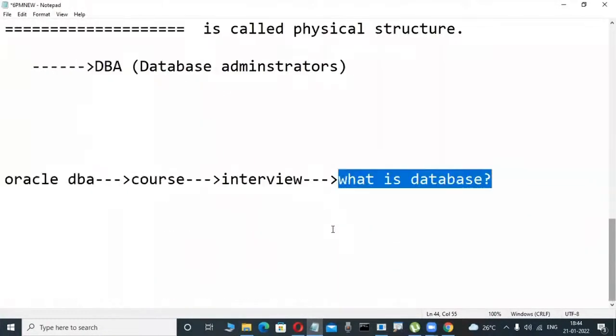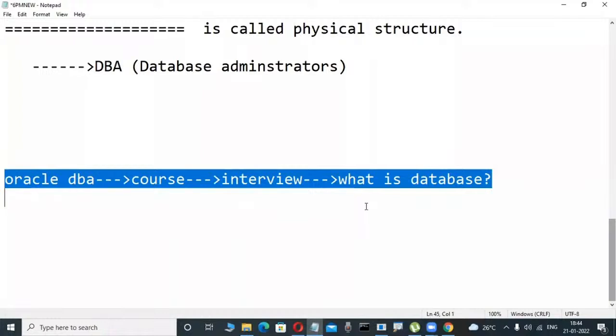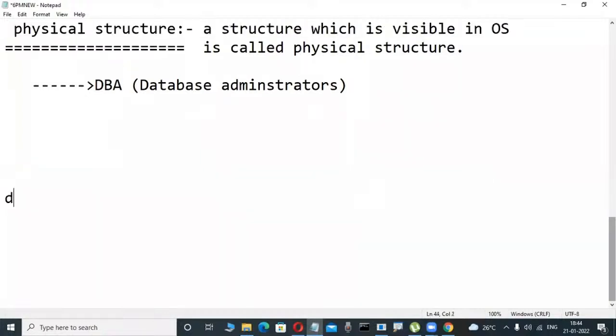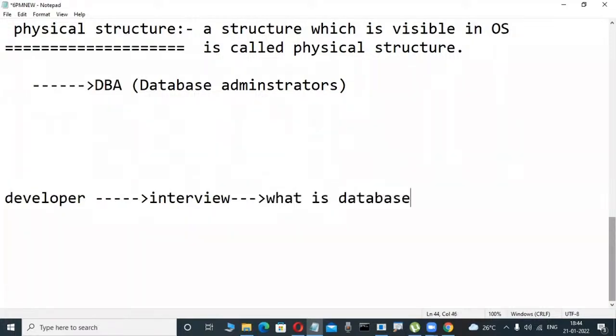Suppose I'm a developer, not an administrator. I'm a Java developer, a SQL developer, a PLSQL developer, a Python developer, like that. These developers are attending an interview. What is a database? They are not asking generally, but if they ask, the developers answer in terms of the logical structure.